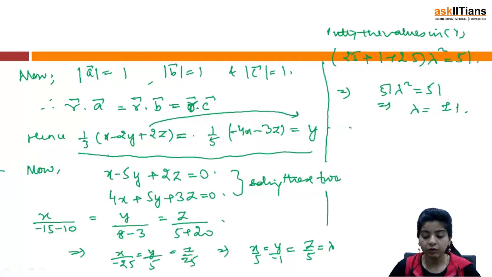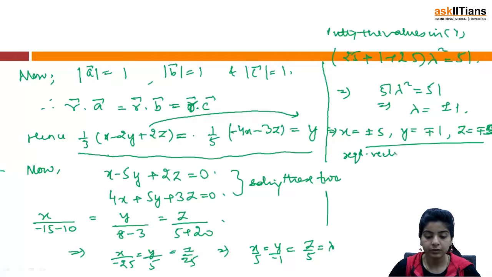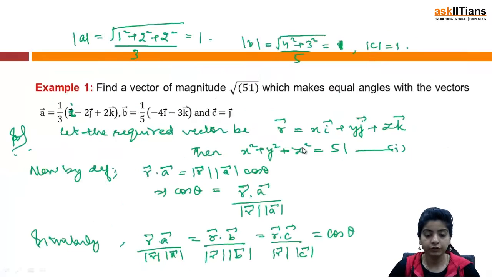Now since we have obtained the value of lambda, x is plus minus 5, because x was 5 lambda. Y was minus lambda, so it becomes minus plus 1, and z again becomes plus minus 5. So in fact the required vectors are plus minus of 5i minus j plus 5k. So this is the required answer. What did we do?